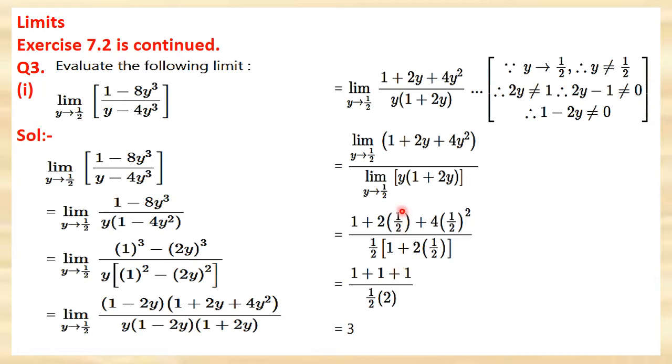Now simplify. 2 into 1 by 2 is 1. And 4 into 1 by 2 the whole square is 1 by 4. 4 into 1 by 4 again 1. The denominator is 2 into 1 by 2, 1. So 1 plus 1, 2. 1 by 2 into 2 again 1. So the numerator 1 plus 1 plus 1, 3. 3 upon 1, 3 is the value of the given limit.